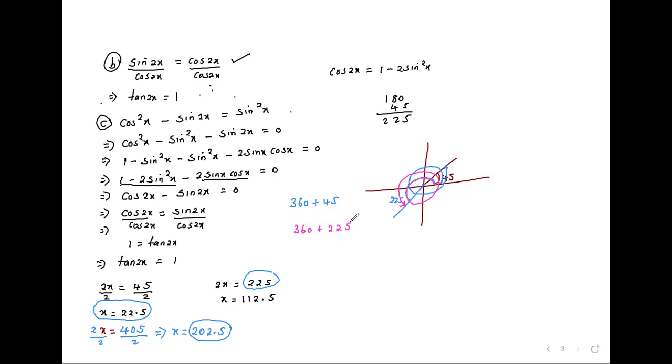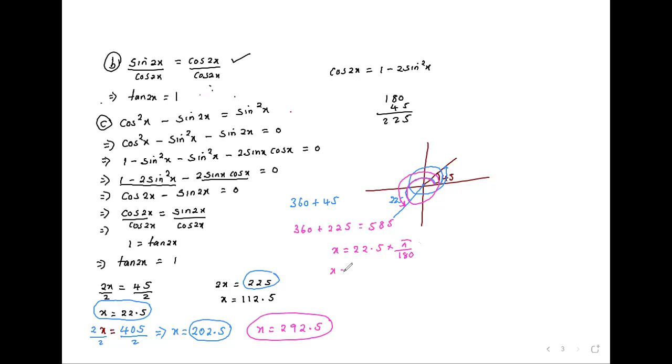So 360 plus 225 is 585. Then divided by 2. So it will be another value of x, and it's going to be 292.5. Now I'll leave it for you to convert this to radians. Okay, how do you convert? The first one, we said x is 22.5. So you multiply by pi over 180.